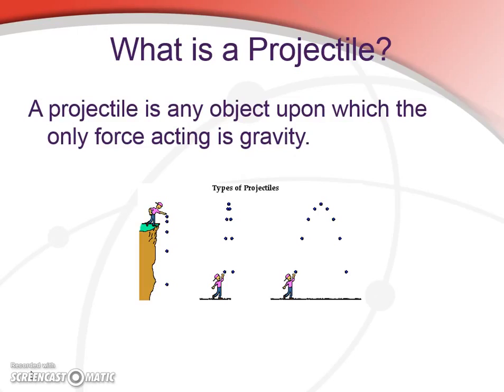Now, one thing that you may have defined as a projectile, a rocket, actually isn't, as long as the engine is firing, because that engine is exerting a force to push the rocket forward. Similarly, a plane with a propeller pushing it forward isn't a projectile.